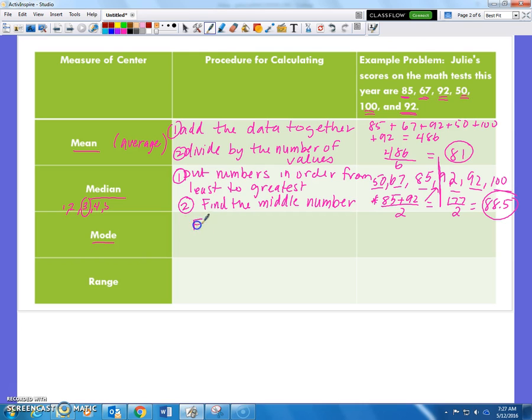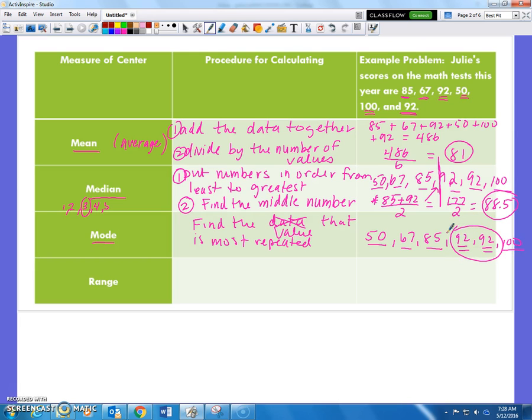The mode. Find the value that is most repeated. And so we have our data here. I'll just rewrite the list here: 50, 67, 85, 92, 92, and 100. There's one 50, one 67, one 85, two 92s, and one 100. So the mode is 92 because it's the most repeated value. So the mode would be 92. So you can see the mean, the median, the mode are all different numbers in this particular problem. It's not always the case.